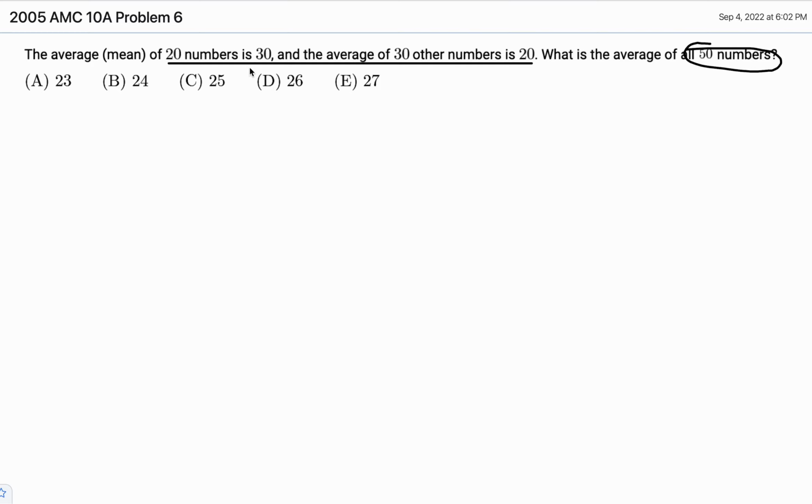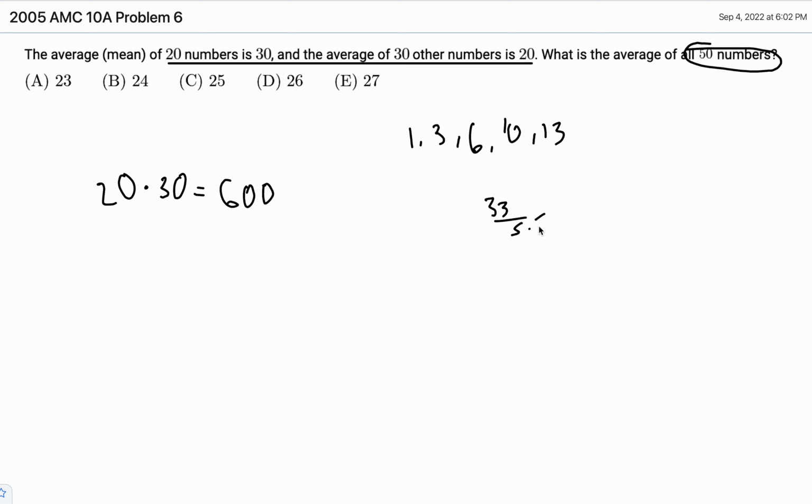We want the total amounts of these numbers. We know there are 20 numbers, and if the average is 30, that determines what the total is going to sum up to, right? For example, if I had the numbers 1, 3, 6, 10, and 13, I would find the mean like this. The average would be 33 divided by 5, which is just 6.6.